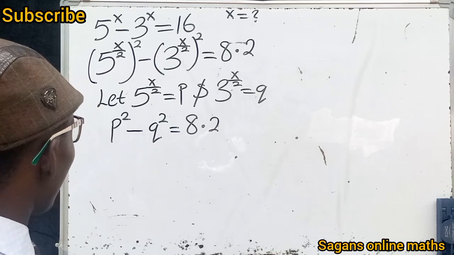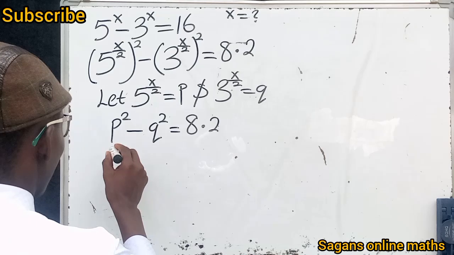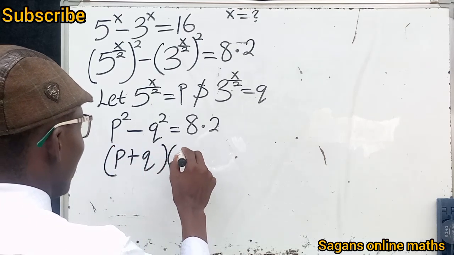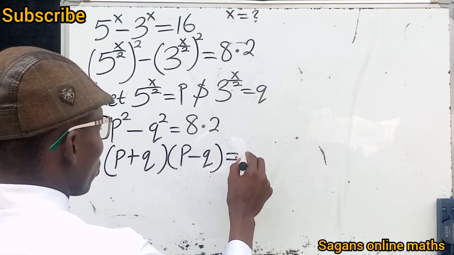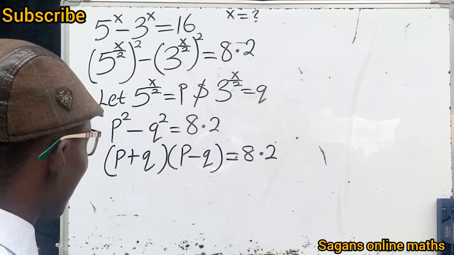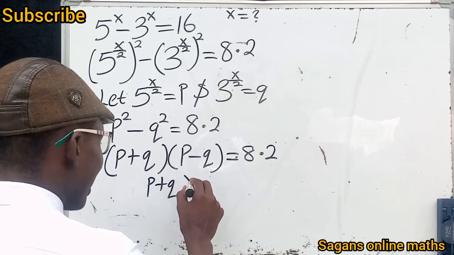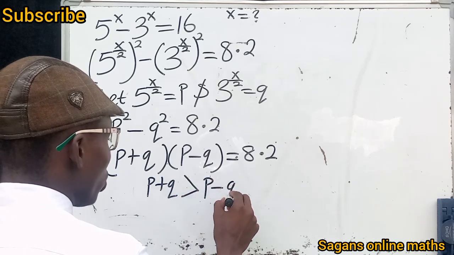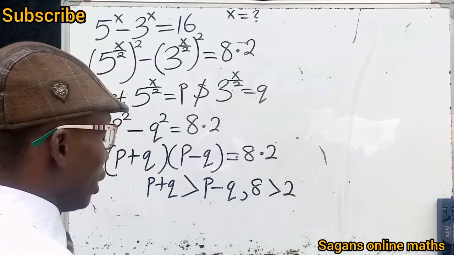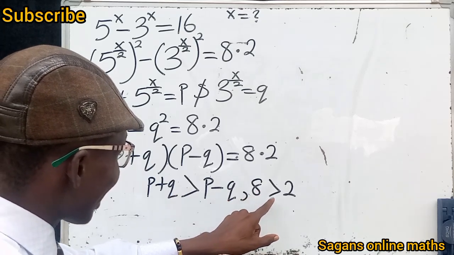All right, now look at what we are going to do. From here you can see that we are having a difference of two squares, right? So you can write this as p plus q times p minus q equals 8 multiplied by 2. Now this is what I was looking for. Observe very clearly that p plus q must be greater than p minus q, and again 8 must be greater than 2. That means 8 is greater than 2.